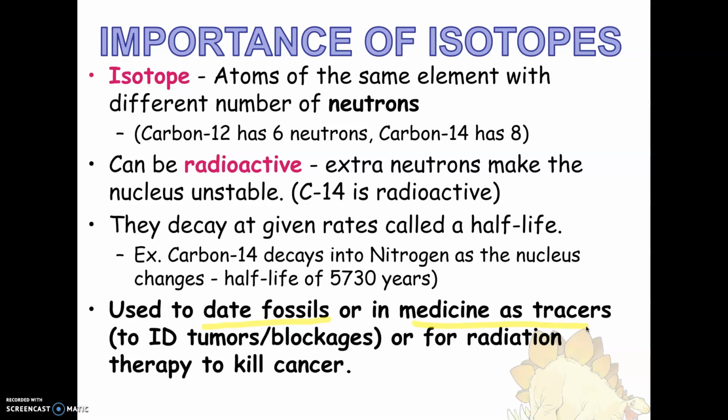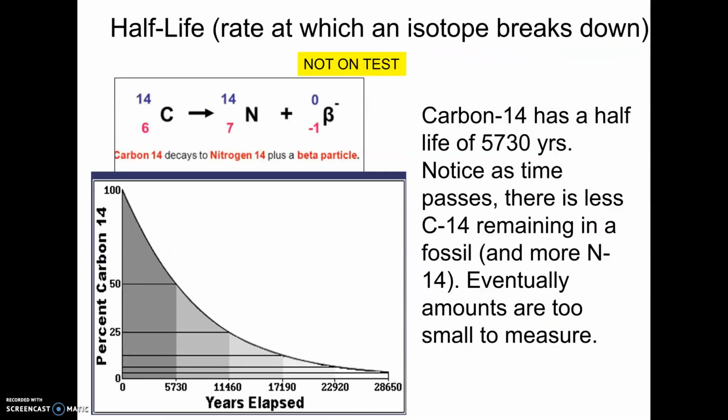And we can also use it in radiation treatment for cancer. Certain isotopes, the radiation will kill cancer cells. So there's a lot of reasons why we might use isotopes. This is just showing you what half-life looks like. So you'll notice over time how this is breaking down.